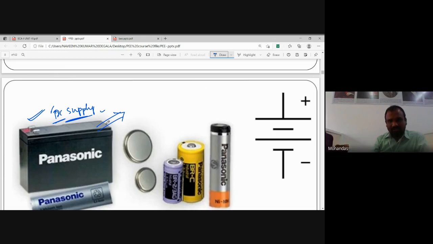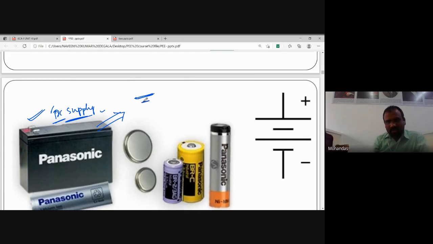A battery device can be symbolically represented in electrical engineering. Each and every piece of equipment can be represented symbolically, like this: one line, two lines. One line is longer than the other. The longer line indicates plus, and the shorter line is minus. What is this? This is the symbolic representation.